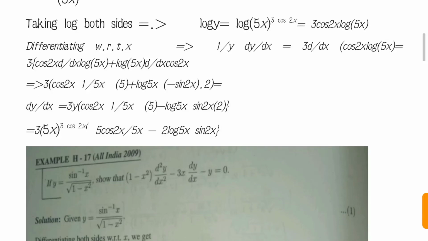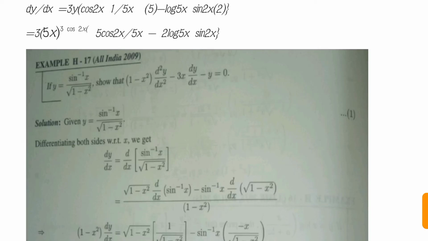Now some questions from second order derivative. If y is equal to sin⁻¹ x/√(1 − x²), show that (1 − x²) d²y/dx² − 3x dy/dx − y is equal to 0. For the solution, we take y is equal to sin⁻¹ x/√(1 − x²).